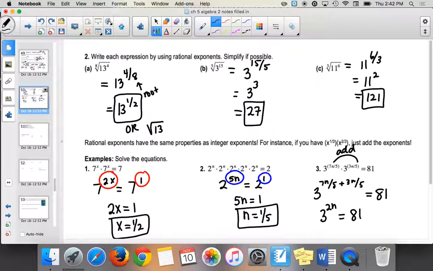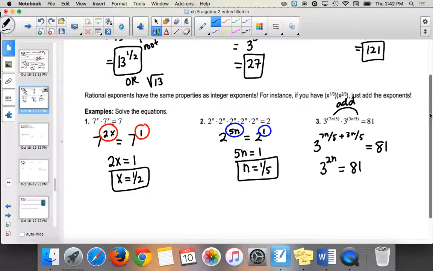So 81, think about the factor tree for 81. You with me back there? 81. 9 and 9, 3, 3, 3, and 3. So 81 is really 3 to what power? To the 4. So let's write it as 3 to the 4th, right? So 81 is really 3 to the 4th. So we have 3 to the 2n equals 3 to the 4. Now can we say that the powers are equal to each other? Yeah, because we have the same base now. So we can say 2n has to equal 4. Yep, so n equals 2.